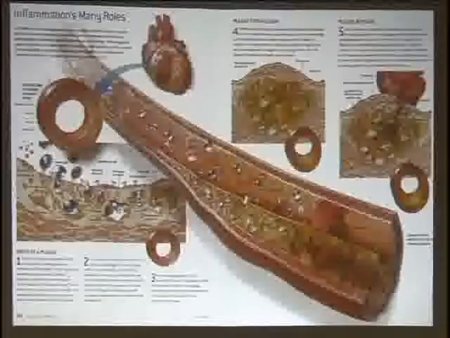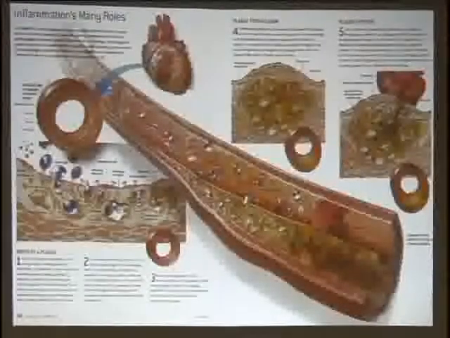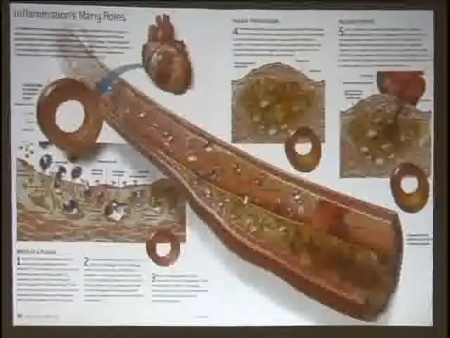You have these plaques in the wall of the vessel, causing no problem. 5 minutes before the guy drops dead, that thing is causing no problem. It's narrowing the lumen 10%, 20%. And then for reasons that we don't fully know, that plaque ruptures and you form a clot right there. You go from an insignificant little plaque to complete vascular occlusion and myocardial infarction.